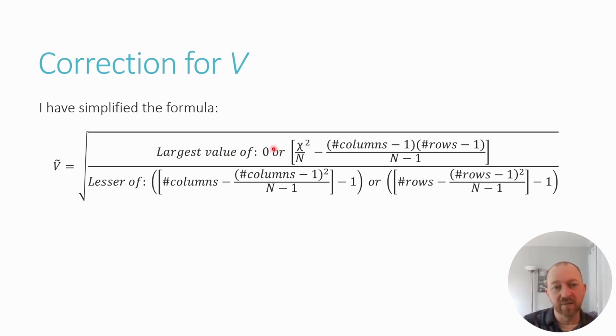We first have to decide if we're going to use the value of 0 or if we're going to use the value that we come up with over here. Now, it usually will be the value that you come up with over here. Basically, another way to think of this is that you can't have a negative value up here.